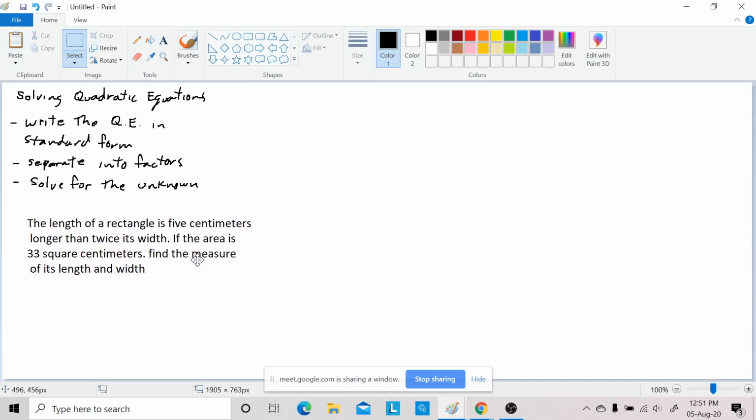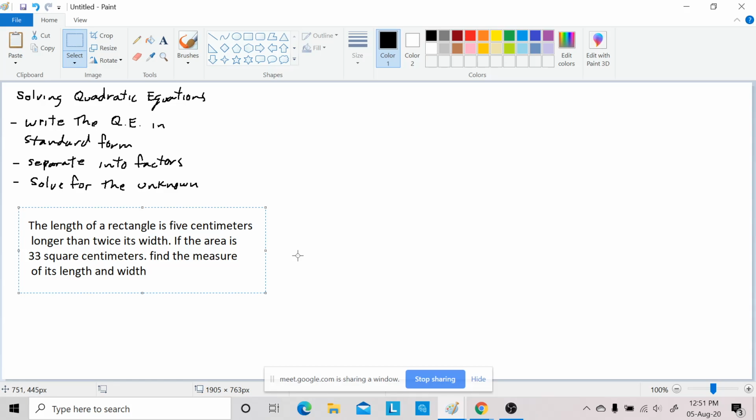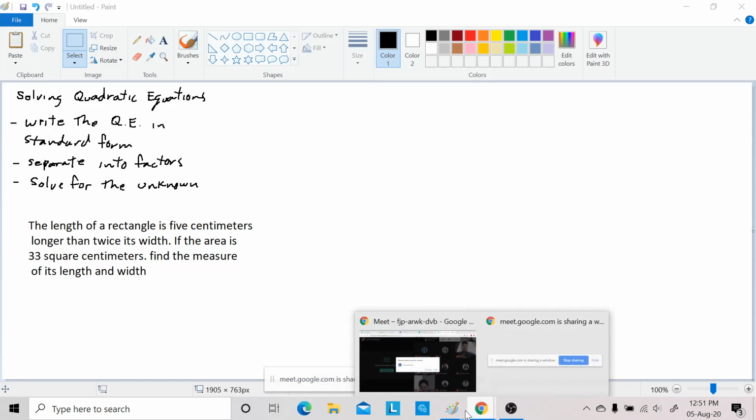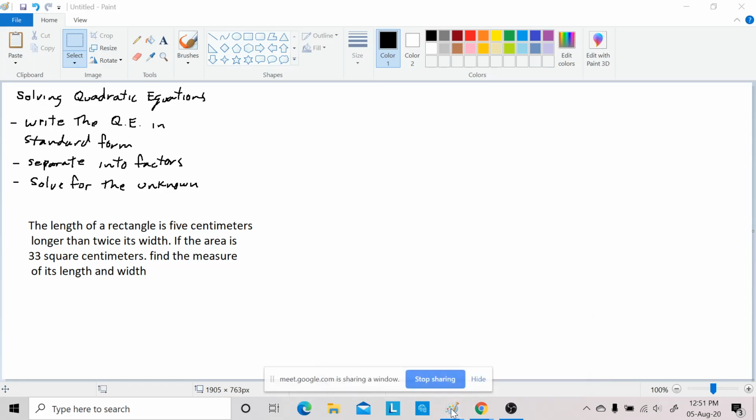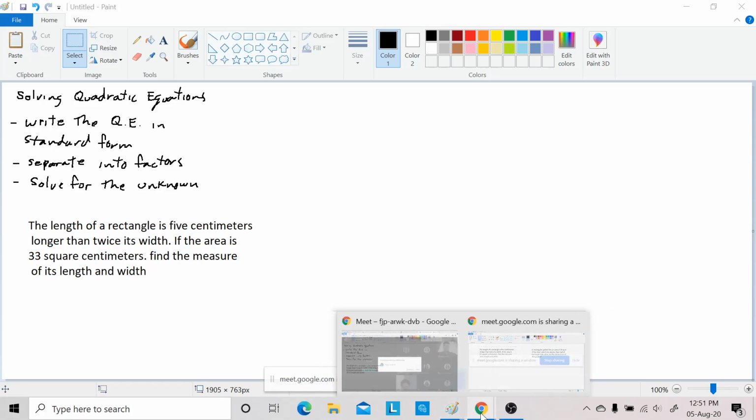Now we have here: the length of a rectangle is 5 centimeters longer than twice its width. If the area is 33 square centimeters, find the measure of its length and width. Now, let's discuss how to solve this. To solve these kinds of problems, it's best if you are able to imagine or visualize what is happening inside the problem.